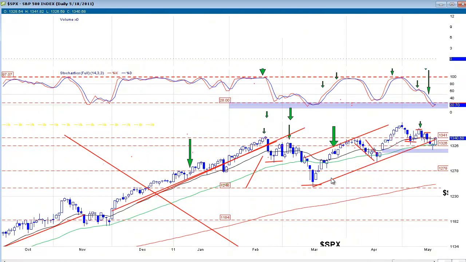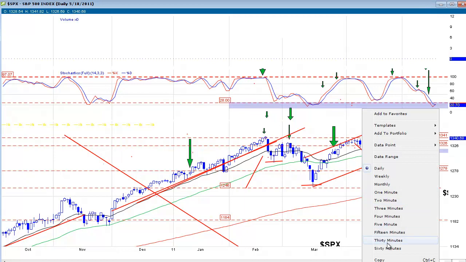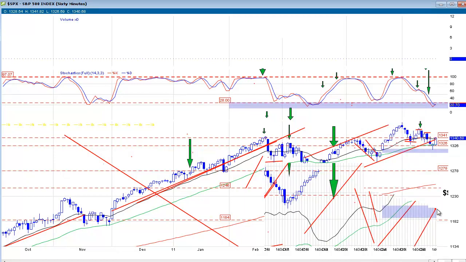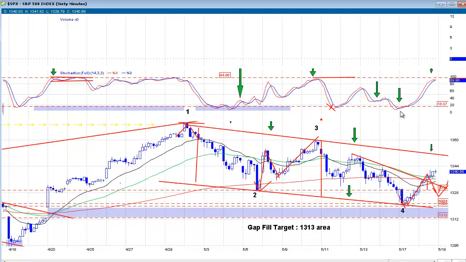Very simple. This is an upward channel, but the stochastics are oversold. The 60-minute chart is a downward channel, right? Oversold stochastics at that point, trend line. So you have kind of patterns within patterns at this point.